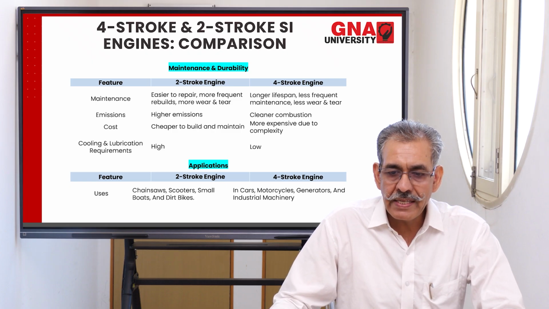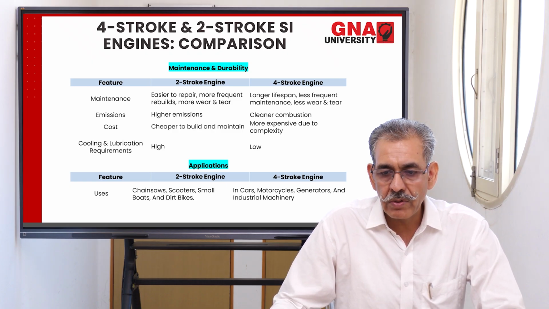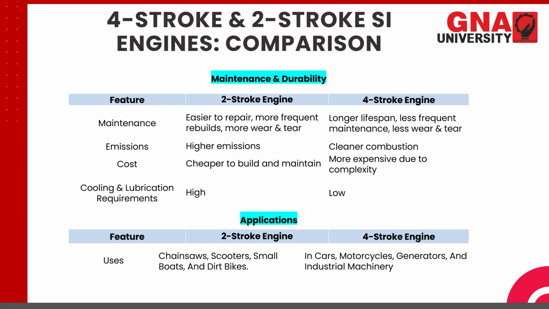Maintenance: 2-stroke engine is easier to repair, but has more frequent rebuilds and more wear and tear. But 4-stroke engine has longer life, less wear and tear. Emissions: for 2-stroke engine, there are higher emissions since unburnt fuel also moves out with the exhaust gases, whereas in 4-stroke engine we have cleaner combustion. Cost: 2-stroke is cheaper to build and maintain. 4-stroke is more expensive due to complexity.